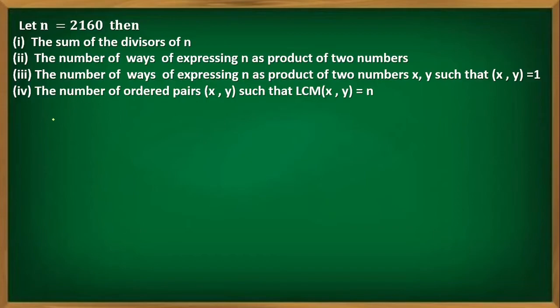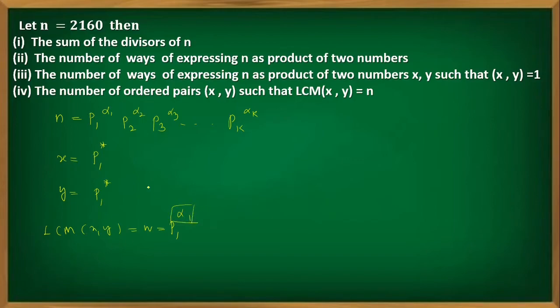Now I hope it is clear to you. N is equal to p1 to the power of alpha 1, p2 to the power of alpha 2, p3 to the power of alpha 3, and so on up to pk to the power of alpha k. Now once again I repeat this, don't get bored, I'm trying to make this concept clear. Now you see x is equal to p1 to the power of something, and y is equal to p1 to the power of something. But if you want LCM of x comma y to be n, you have to get p1 to the power of alpha 1. Out of these two stars, one must be alpha 1, because we want the maximum of these two powers.